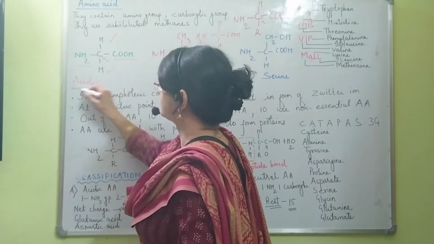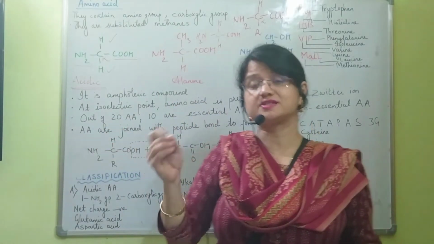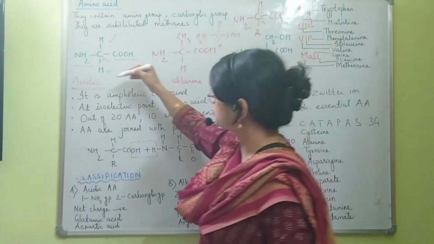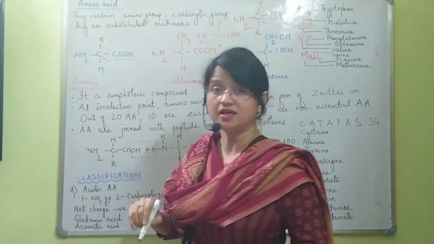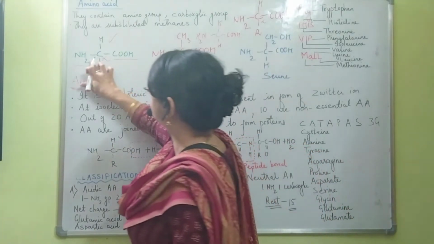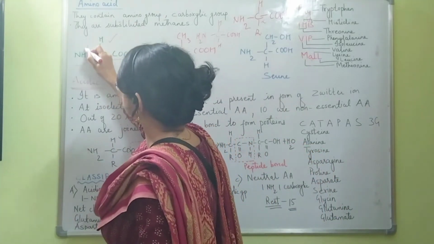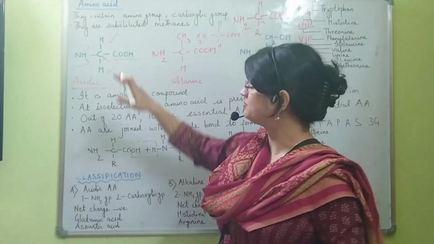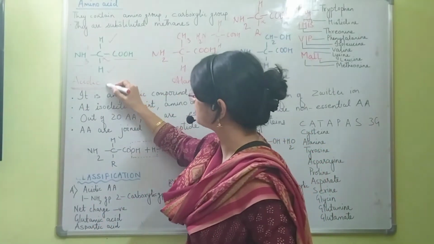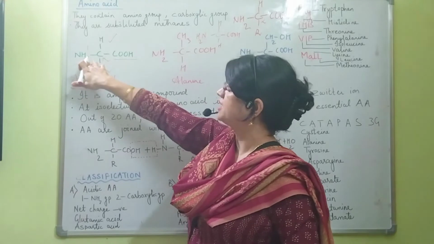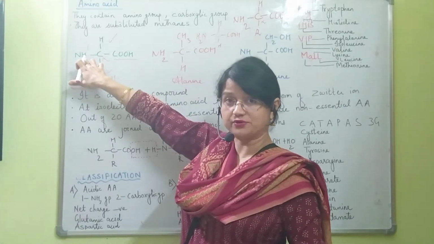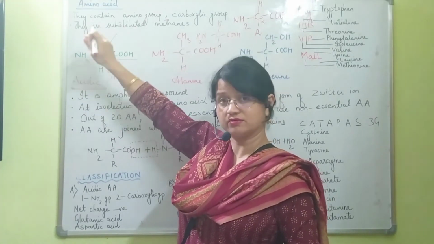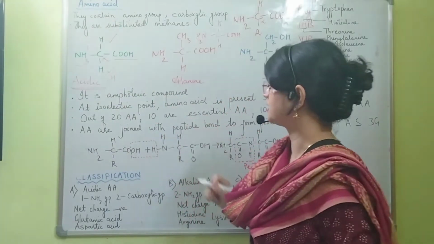We know that acids release hydrogen ions, and that hydrogen ion will be accepted by the amino group and it will become NH3 positive. Clear? If you keep this amino acid in acidic pH, the amino group will take the hydrogen ion and it will get the positive charge.